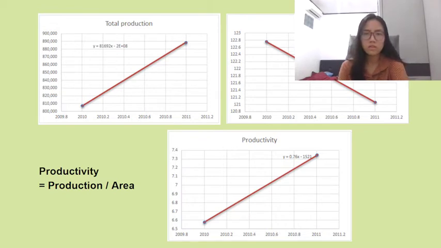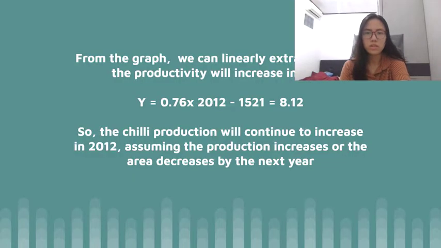And the last graph shows that the area harvested in 2011 is less than the area harvested in 2010. It is going down from 122,000 to 121,000 hectares. From this information, it can be said that the overall production will increase as the harvest area decreases. And from the graph, we can also linearly extrapolate that the productivity will increase in 2012.